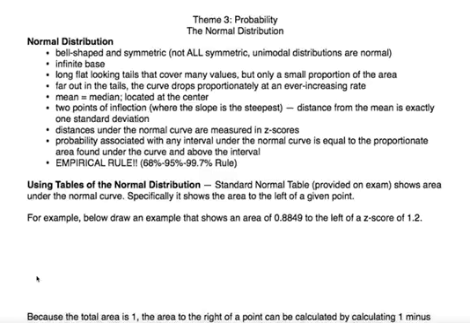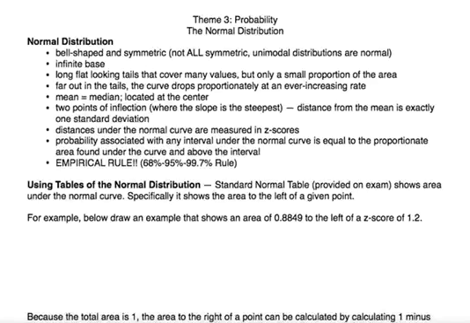So, review 11 has to do with normal distributions. A normal distribution is bell-shaped and symmetric. It is important, though, that not all symmetric unimodal distributions are normal. Normal distributions always have to be bell-shaped and symmetric, but not all of the ones that you see are necessarily going to be normal. They have an infinite base, long, flat-looking tails that cover many values but only a small portion of the area. Far out in the tails, the curve is going to drop proportionally at an ever-increasing rate.